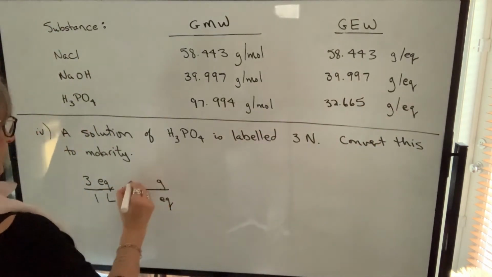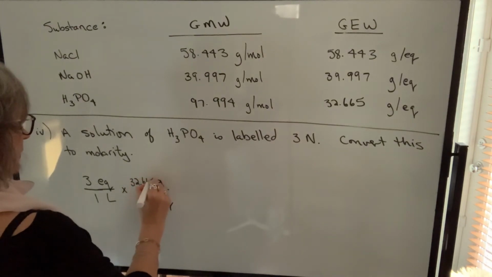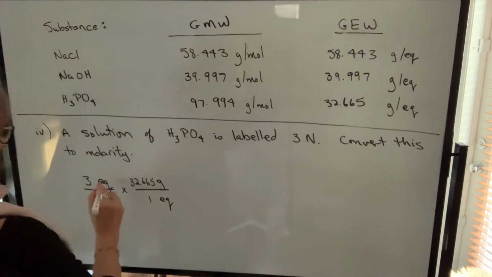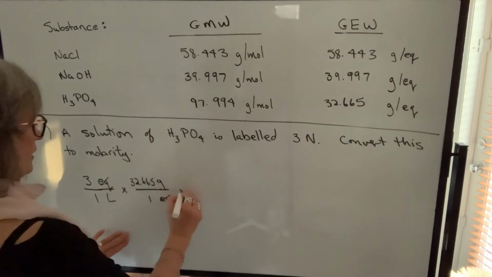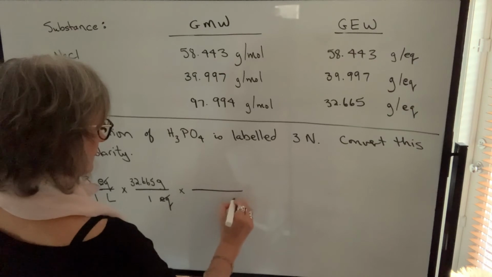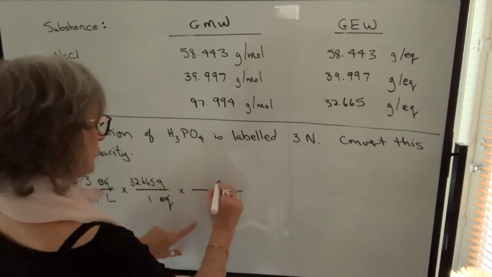We know that there are 32.665 grams in 1 equivalent. So that will allow equivalents to cancel. We'll be left with grams per liter. Then we want to go to moles per liter. So we're going to change or cancel grams. Grams is in the numerator here. We put it in the denominator, and we're going to replace it with moles.